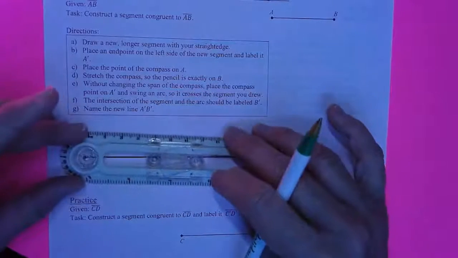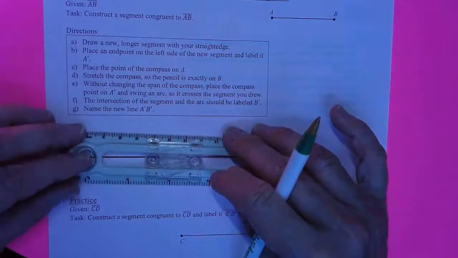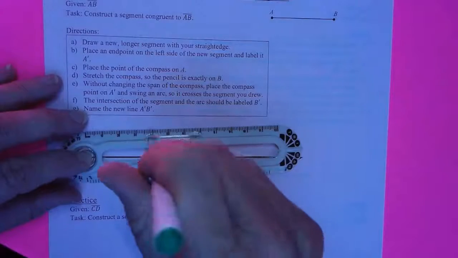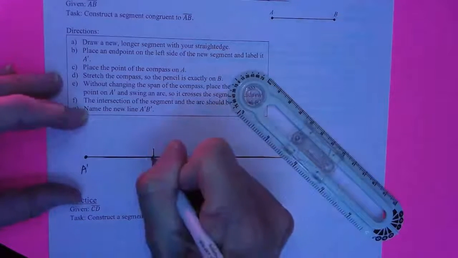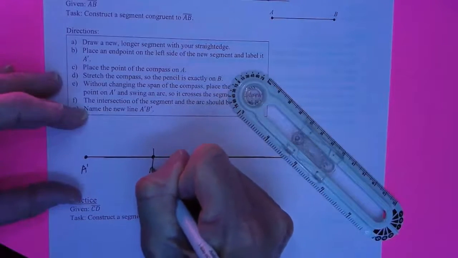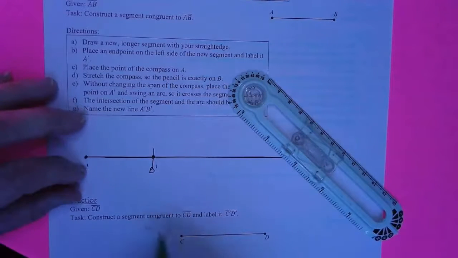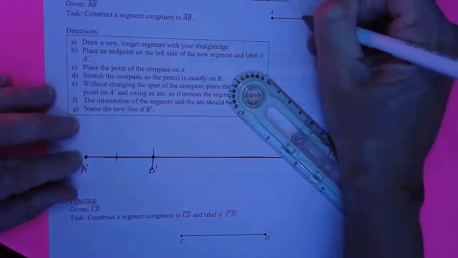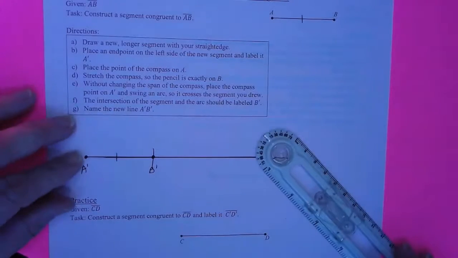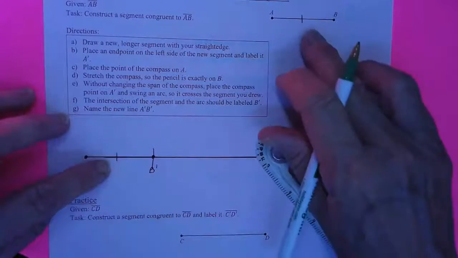I slide this down and get that bullseye right over A prime. I swing a small arc. I didn't measure anything. I call that B prime. And since I know A prime B prime is the exact same size as AB, I put a tick mark on it showing congruency.